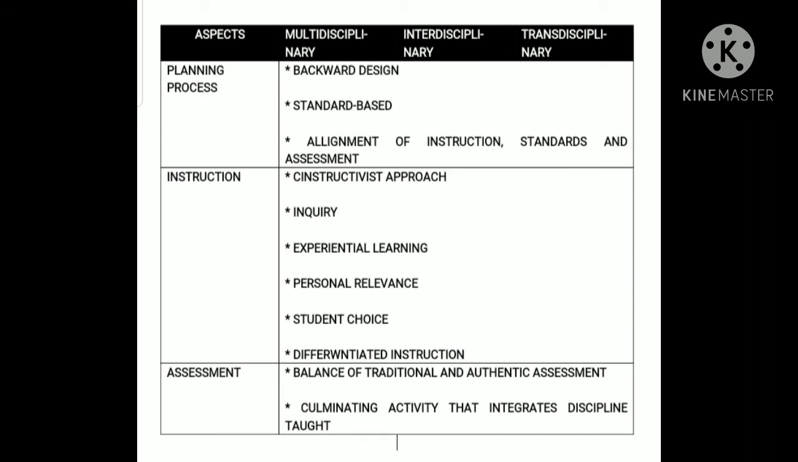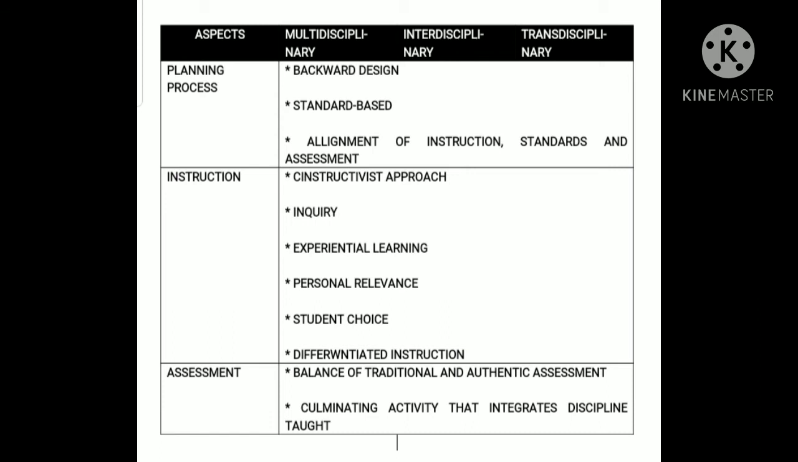In the planning process, the three approaches use backward design, and as what I have said earlier, it is the method of designing an education curriculum by setting goals before choosing instructional methods in any course of assessment. The three approaches use standards-based in their planning process, and when we say standards-based, it is a system of instruction, assessment, learning, and academic reporting that are based on student demonstrating understanding of knowledge or skills expected to learn as they progress through the learning or education.